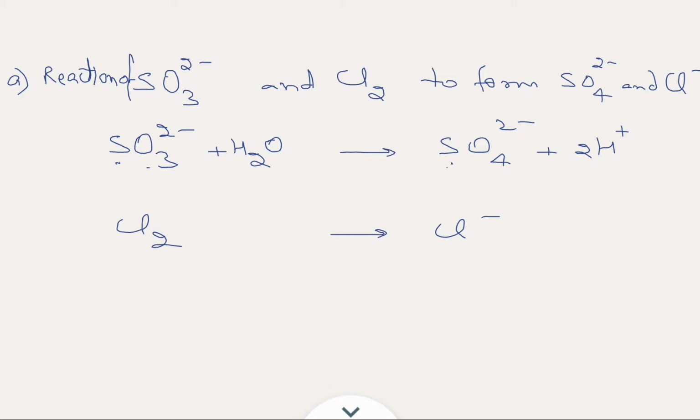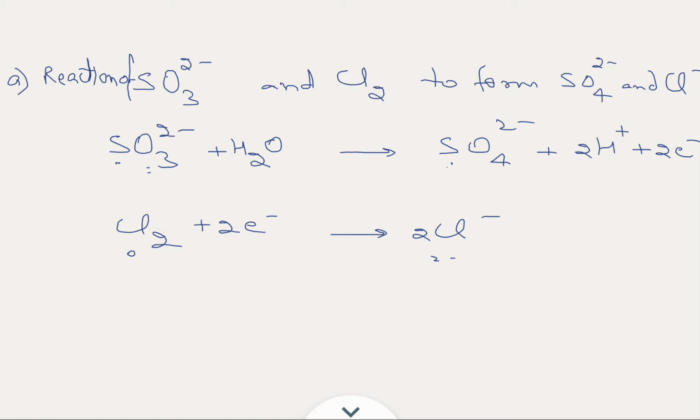Now you can see that 2 minus here, 2 minus here, but 2H plus is extra in terms of the charge, so we would add 2 electrons. Now this half equation is balanced in terms of atoms as well as charge. Now in the second half equation it's Cl2, so we would put 2 chloride ions, and then we just have to balance the charge. So 2 minus here and 0 here, so we would put 2 electrons on this side.